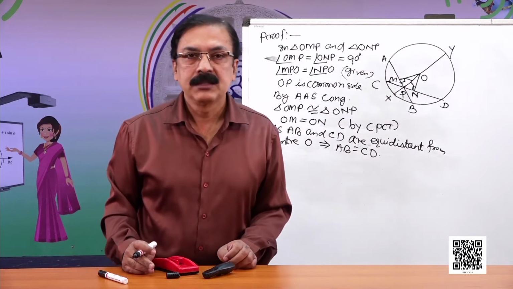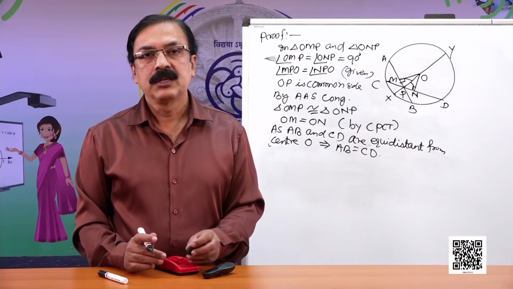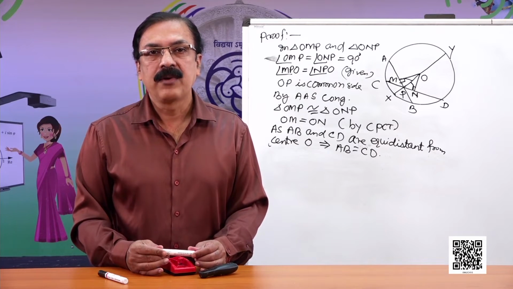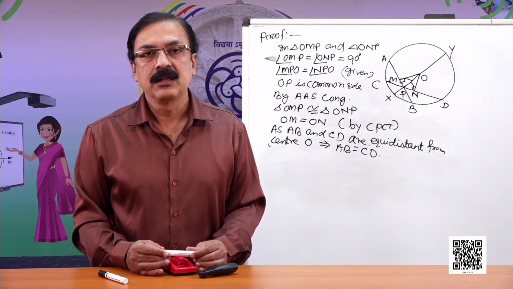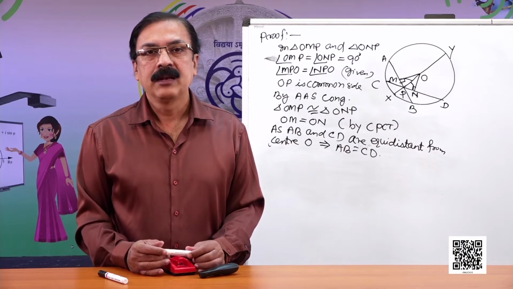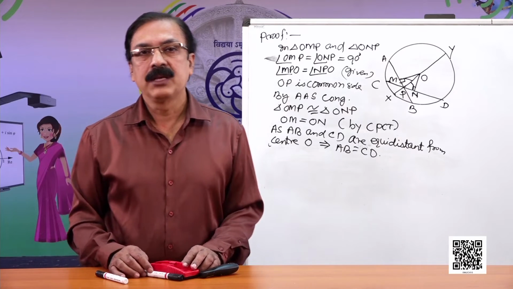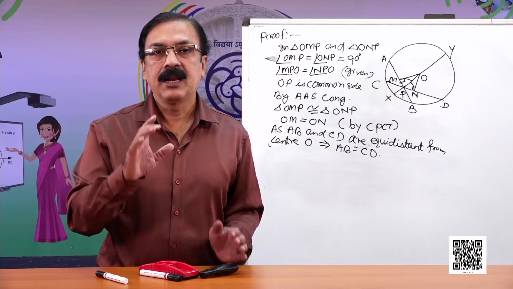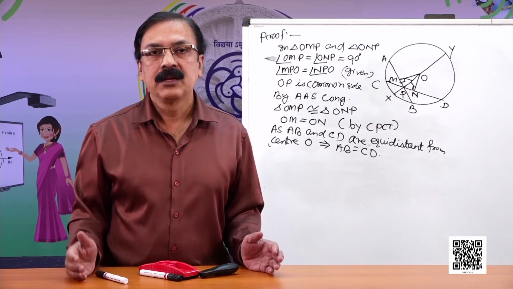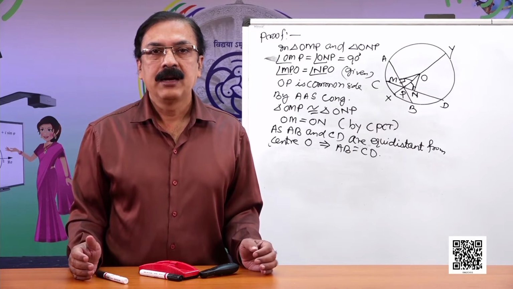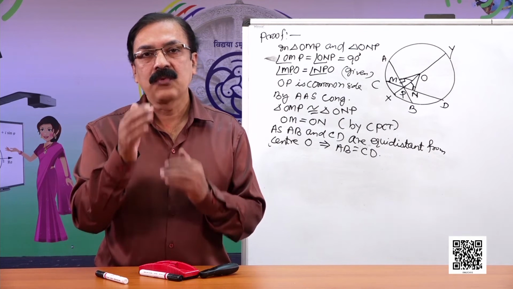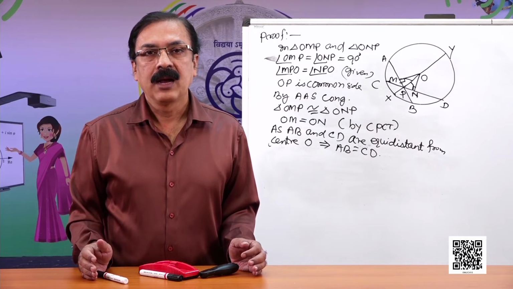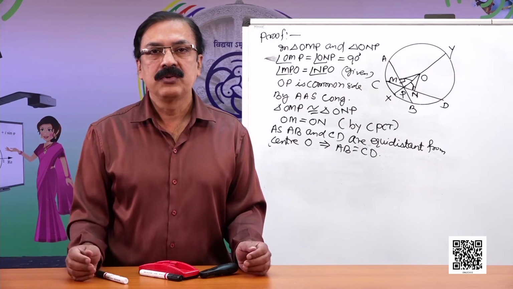So dear students, today we discussed about the chords and their distances from the center of the circle, and we learned that when the distance of the chord is shorter, then its length is longer, and if the distance are equal, then their length are also equal and their converse are also true.